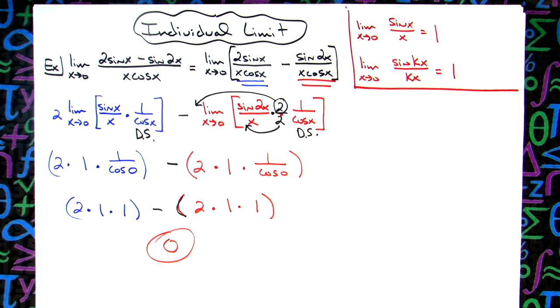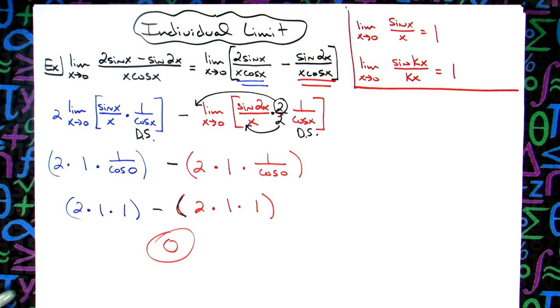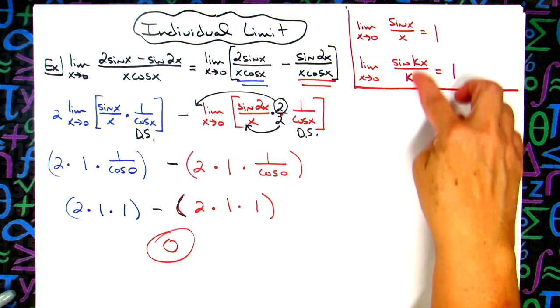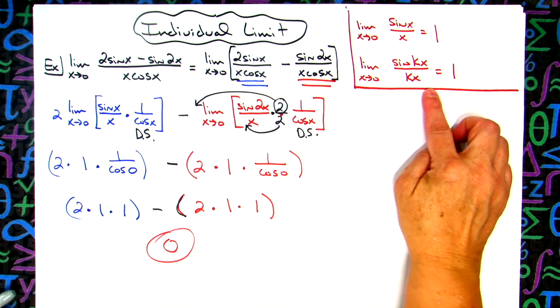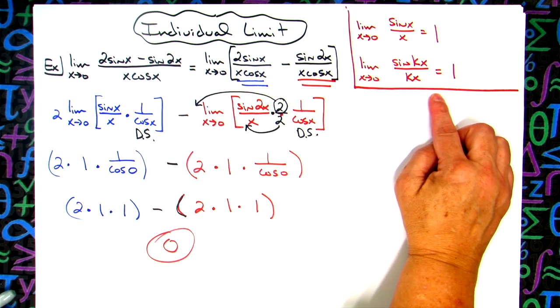Now I skipped some steps here, and probably could have shown some more, but I did a verbal explanation, and definitely used these properties, assuming that you have already proved this and you know this to be true. So that is one possible way to work out this limit.